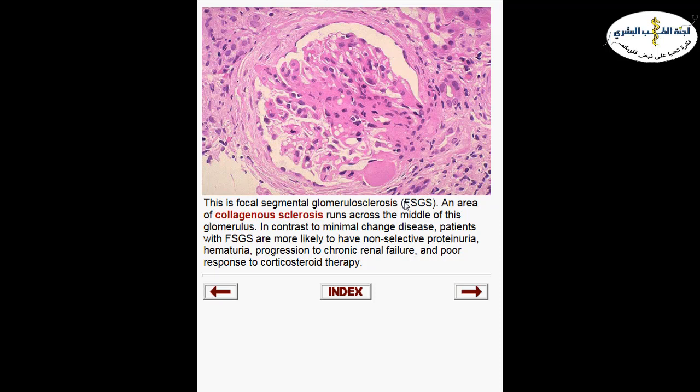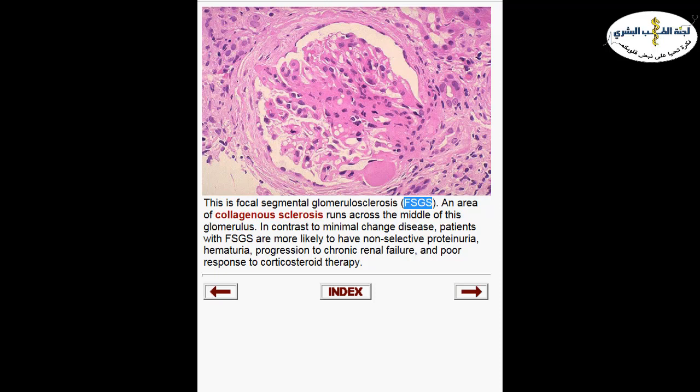Now, another cause for nephrotic syndrome, not only in the pediatric age group but also in adults, is the disease we call focal segmental glomerulosclerosis, or FSGS. Why do we call it focal? Because only focally, only part of the glomeruli are involved. So there is a portion of the glomeruli that look completely healthy and normal. Only focally are the glomeruli affected.